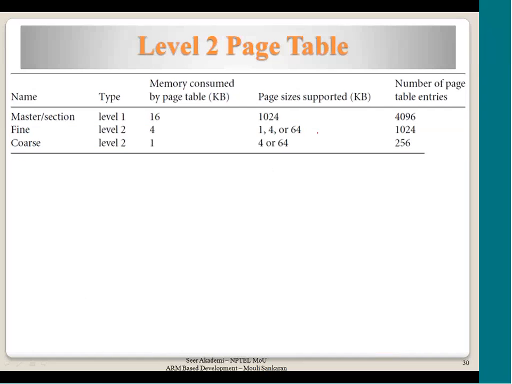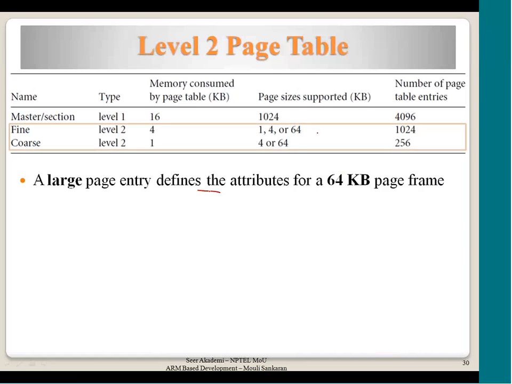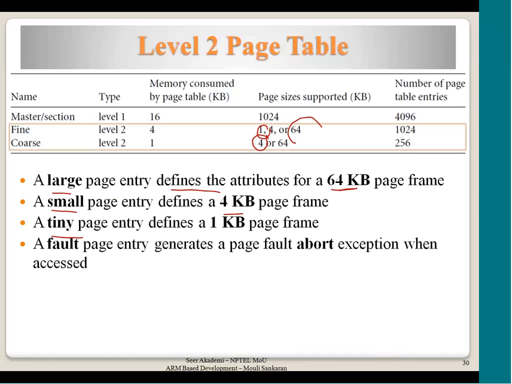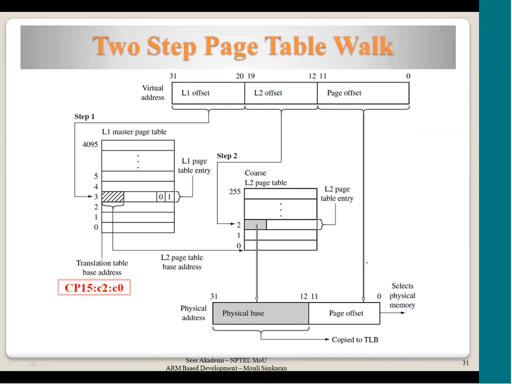That is it. A large page entry defines the attributes of a 64 KB page frame. We call this a large page, that is, a 64 KB page frame. A small page is a 4 KB page frame. And a tiny page is a 1 KB page frame, which is the fine entry in the L2 table. The fault page entry generates a page fault abort exception when accessed.